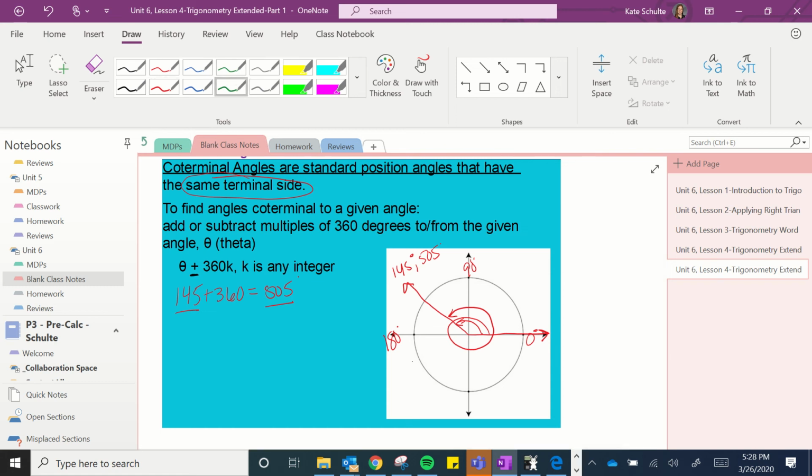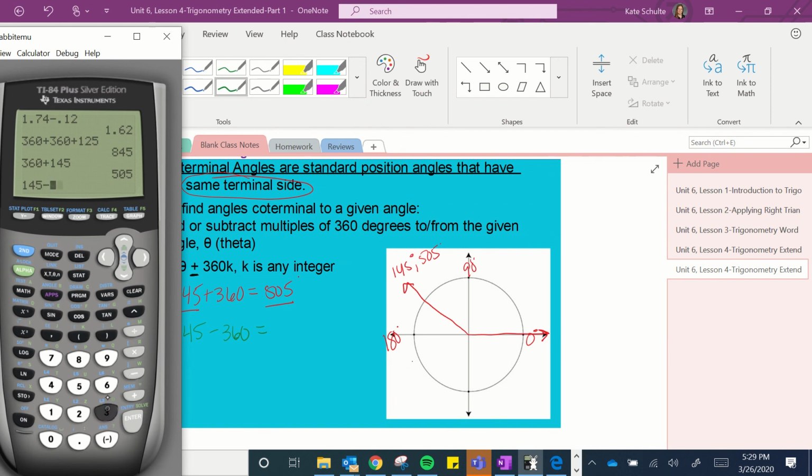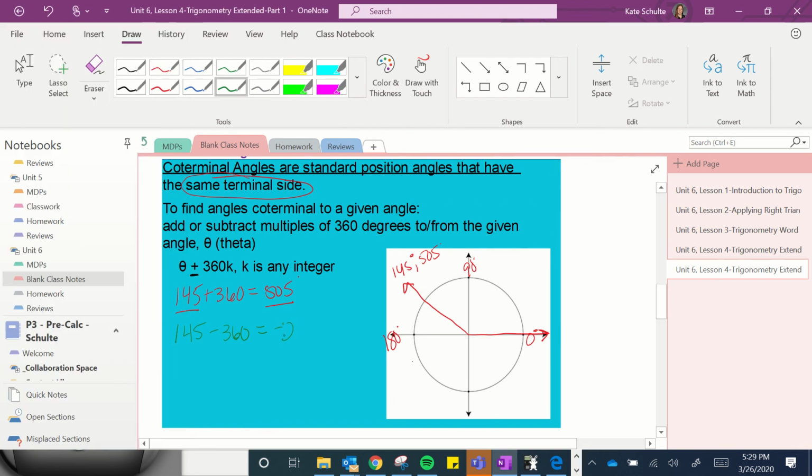All right, I can do the same thing if I go negative. So if I'm at 145, and instead of going this way, now I go around this way, I subtract 360. That gets me to negative 215. Okay, and that's because that's going to mean this, right? If we have a negative angle, this is 0, negative 180, and a little bit more than that is negative 215. So all three of these are coterminal angles. They land in the same spot, they're just differing by multiples of 360. And so you can do that anywhere in the circle.